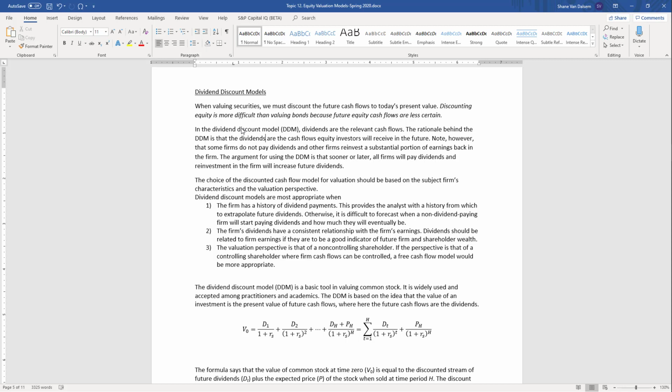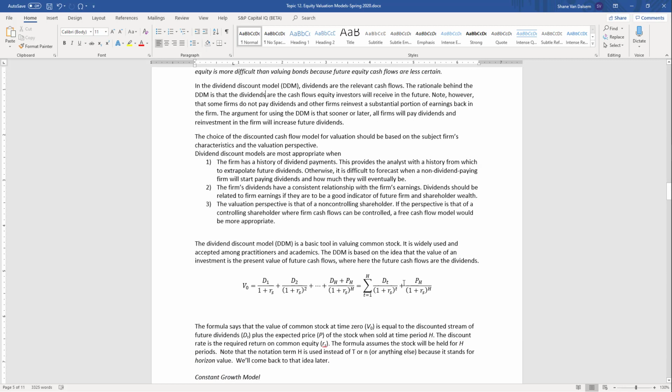So the dividend discount model is a basic tool in valuing common stock. It's widely used and accepted among practitioners and academics. The DDM is based on the idea that the value of an investment is the present value of future cash flows, where here the cash flows are dividends. And you don't have to memorize this. This is just a representation mathematically of the dividend discount model. I'll just explain it to you. Here we've got each dividend paid divided by 1 plus the required rate of return raised to the time period. And then down here we have the horizon value after many dividend payments.